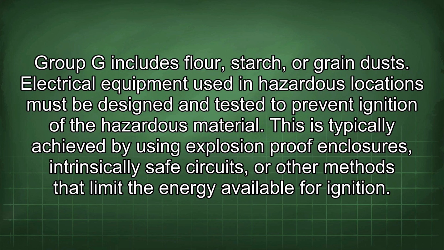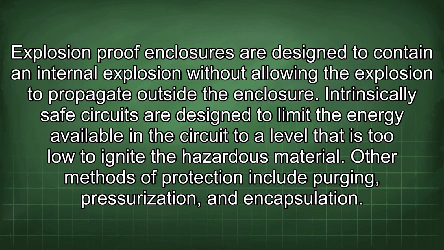Electrical equipment used in hazardous locations must be designed and tested to prevent ignition of the hazardous material. This is typically achieved by using explosion-proof enclosures, intrinsically safe circuits, or other methods that limit the energy available for ignition. Explosion-proof enclosures are designed to contain an internal explosion without allowing the explosion to propagate outside the enclosure. Intrinsically safe circuits are designed to limit the energy available in the circuit to a level that is too low to ignite the hazardous material.